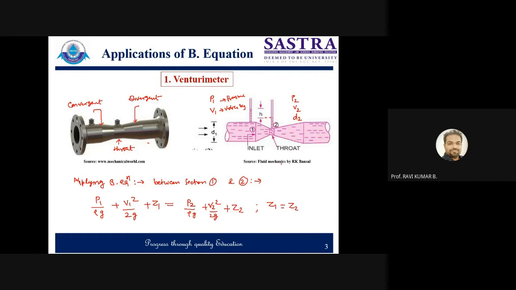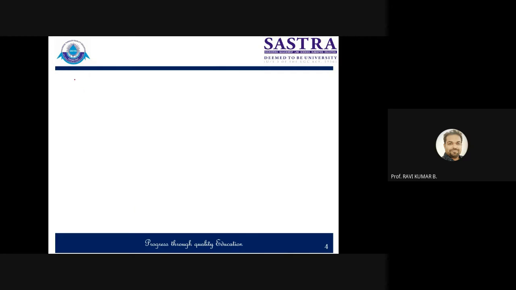The moment we say this, these two terms are going to cancel out. We need to measure the pressure difference between 1 and 2. I can write P1 minus P2 from this equation. So the pressure difference P1 minus P2 divided by rho g is equal to V2 square minus V1 square divided by 2 times g. Let's suppose this is my equation number 1.